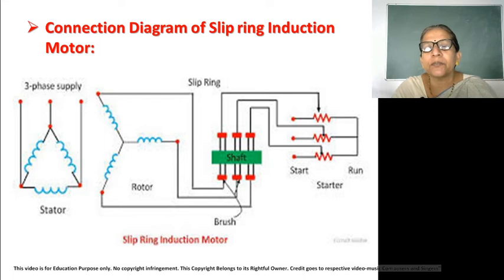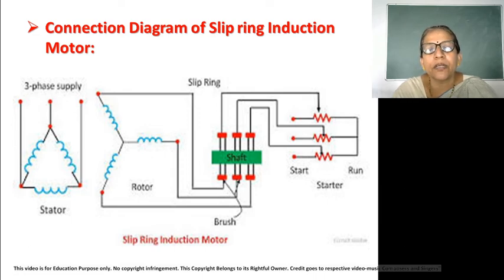Squirrel cage induction motor is comparatively less complicated, less costly, and it requires less maintenance because it does not have any slip ring and brush and winding on the rotor. Only one single winding is provided in the stator, so any fault which will occur will probably be only on the stator side. Rotor conductors are thick conductors, so there is no possibility of any fault on the rotor side.